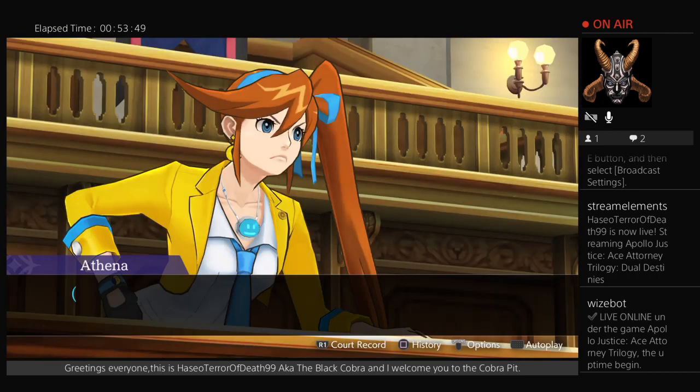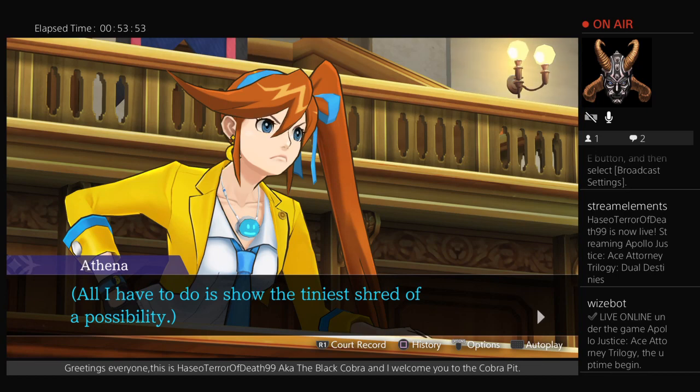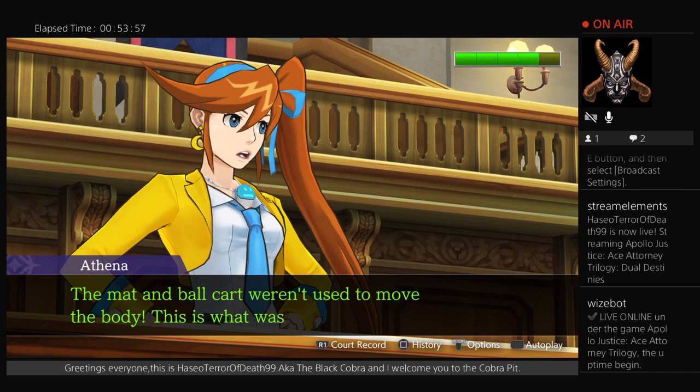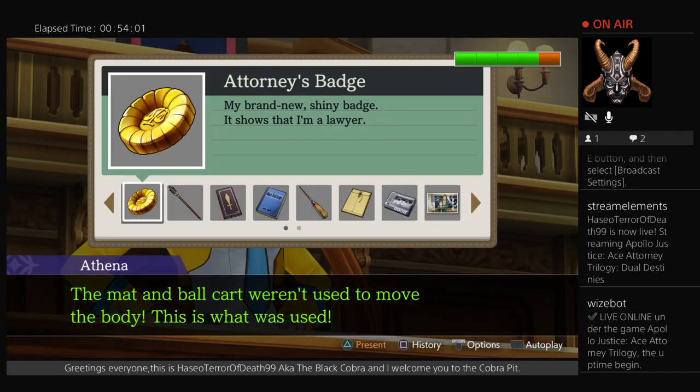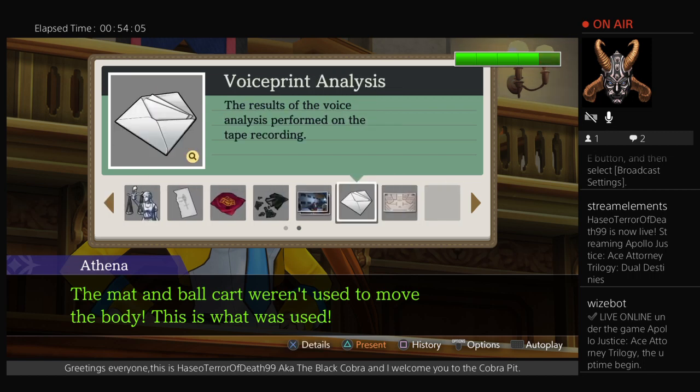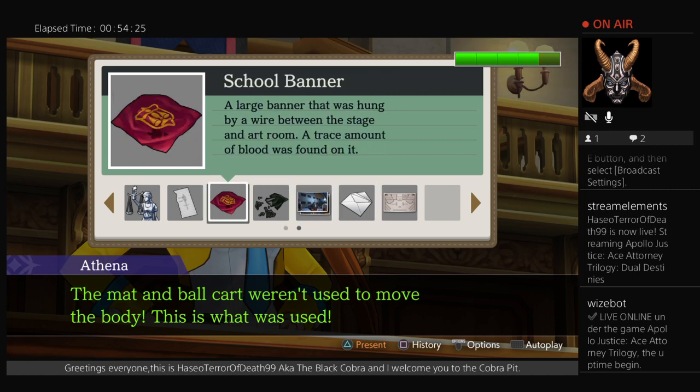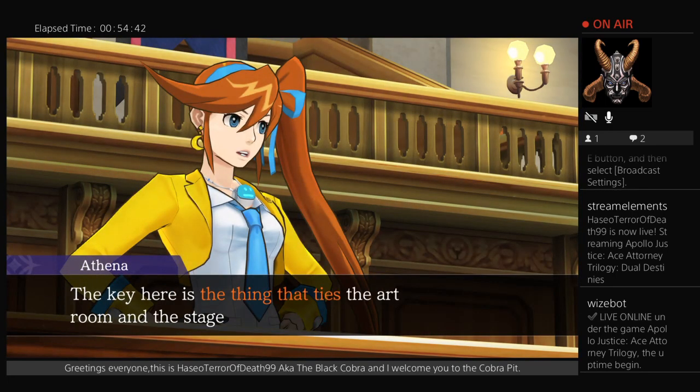Gladly, Your Honor. All I have to do is show the tiniest shred of a possibility. The mat and ball cart weren't used to move the body. This is what was used. There we go. The banner. A large banner that was hung by a wire between the stage and art room. A trace amount of blood was found on it. Take that! The key here is the thing that ties the art room and the stage together.